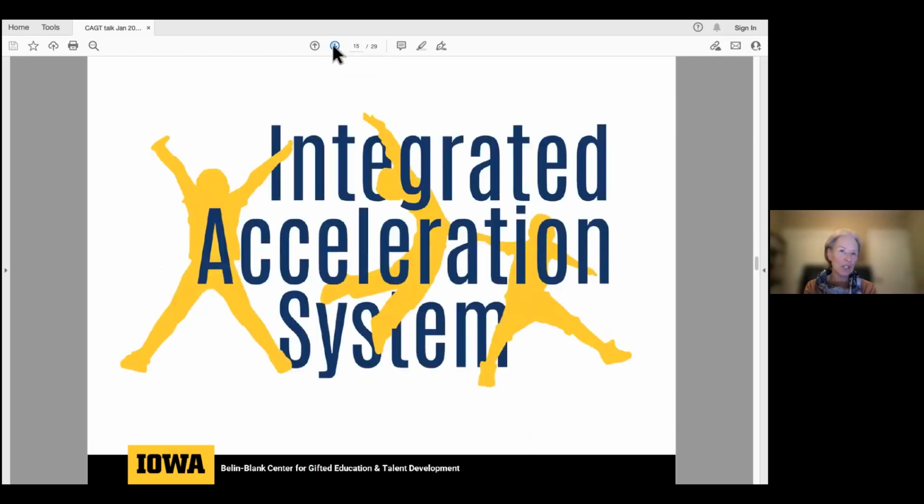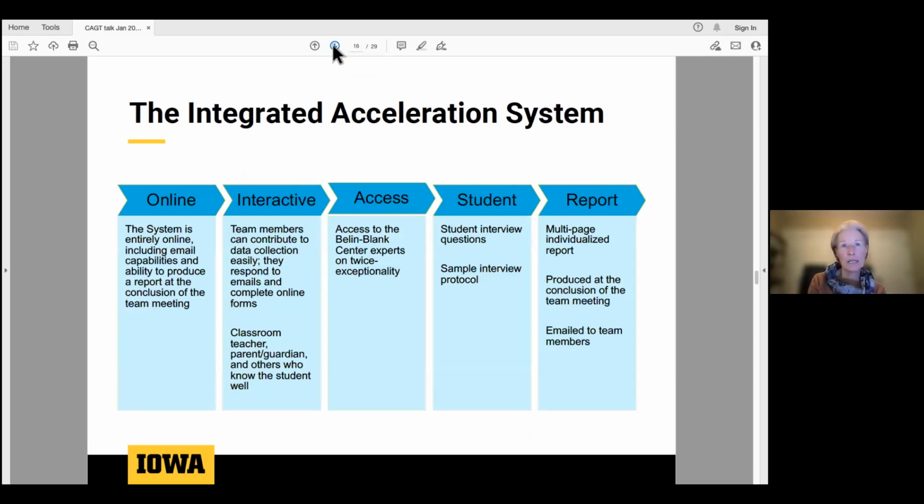I will encourage you to check out more information about the integrated acceleration system. If you want to email me, I do have my email address at the end, and learn more about it or make a request for an access code, I'm happy to provide that to you. The integrated acceleration system, as I said, is online and interactive. It gives you access to Belin-Blank Center experts, especially in the area of twice-exceptionality. It includes student interview questions, and then it produces a multi-page individualized report. That report is produced at the conclusion of a team meeting, and it's emailed to all of the team members.